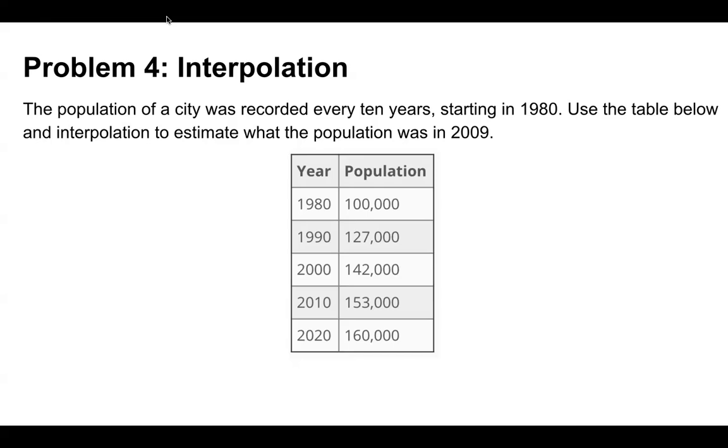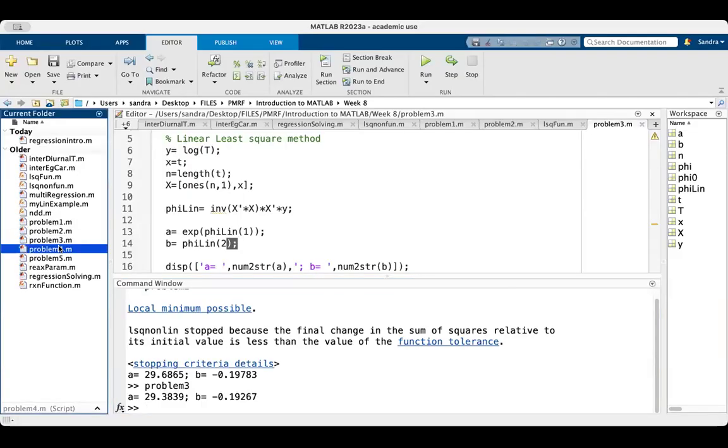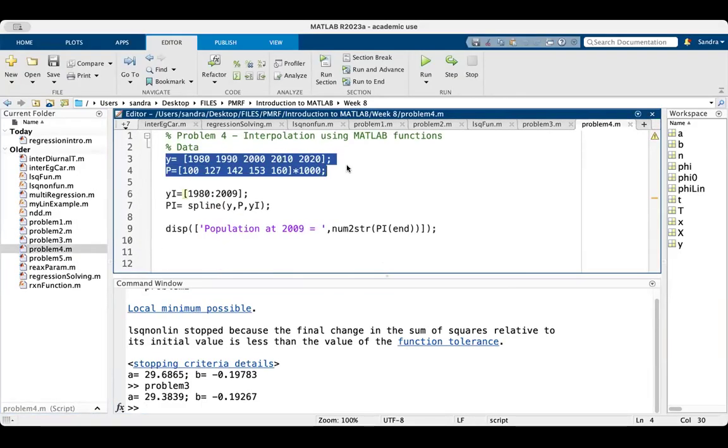Yeah, I've got an answer. Let's see. Okay, so for interpolation, this is the year and the population given. I can, if I want, create a vector from 1918 to 2009, or else I can give 2009 only. That is also possible.